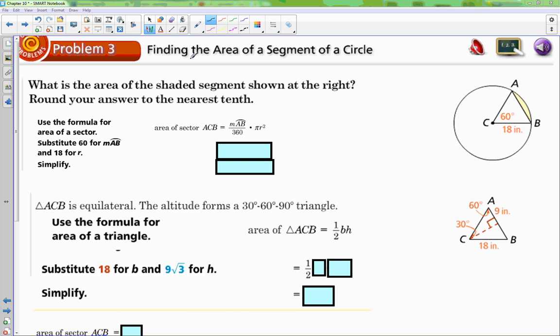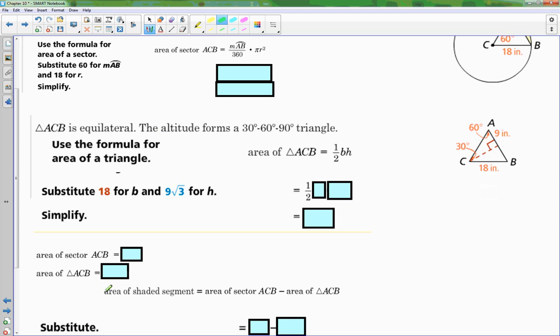All right, so problem number 3, we're finding the area of a segment of the circle. So we found the whole circle, then we found the little pie cut out. Now we're just finding the area of this little sliver right here, little almond-sized sliver. So when we find the area of a segment, it is the area of the sector minus the area of the triangle. So the area of the segment is the area of the sector minus the area of the triangle.